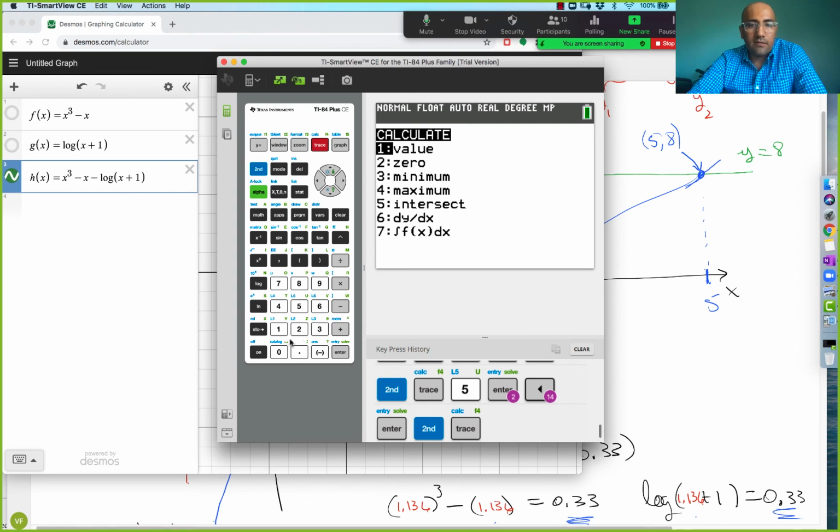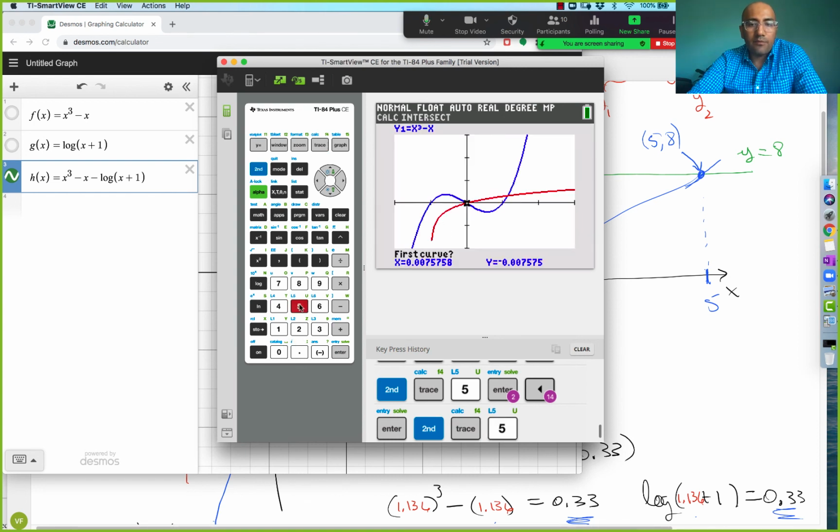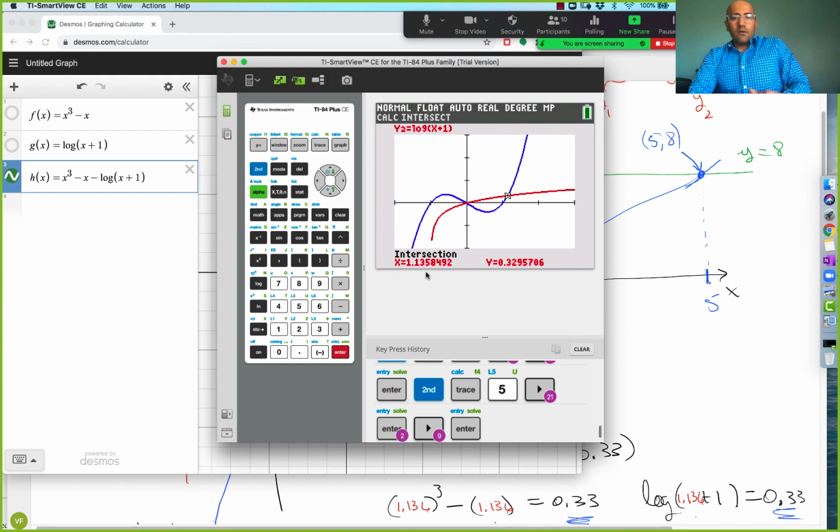Okay, do it again. Second, calculate, the 5th option, intersection. So we're going to go over to the other intersection. Hit enter to select the first curve, enter to select the second curve, and then guess somewhere near there, enter, and then we get that exact answer. So again, the x coordinate is our solution. Good. Any questions on this then? All right, any other questions on anything?